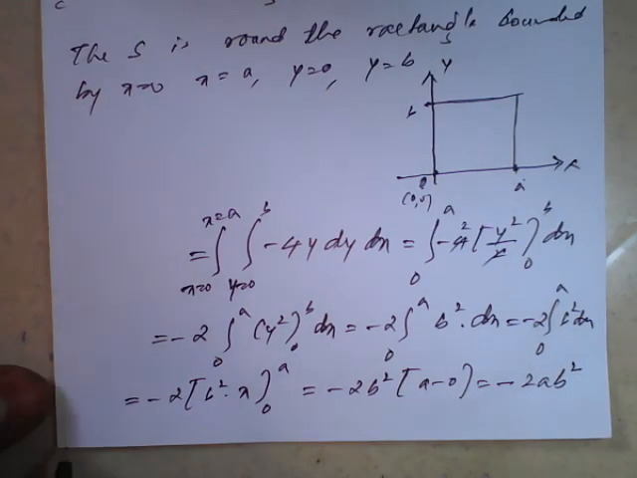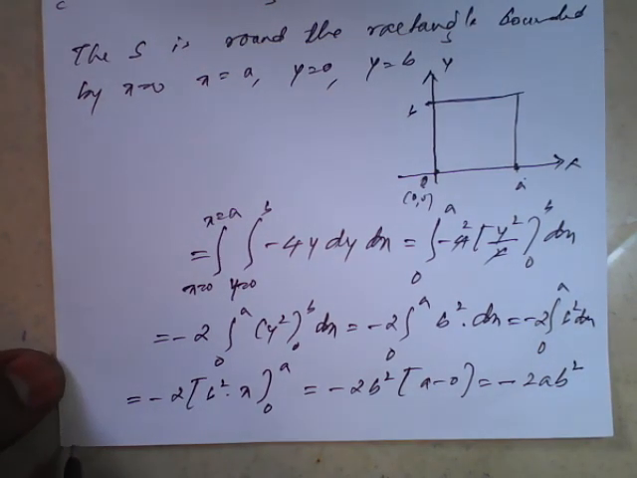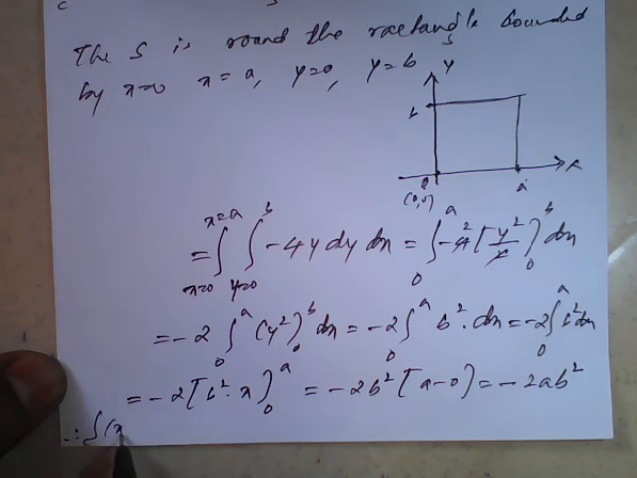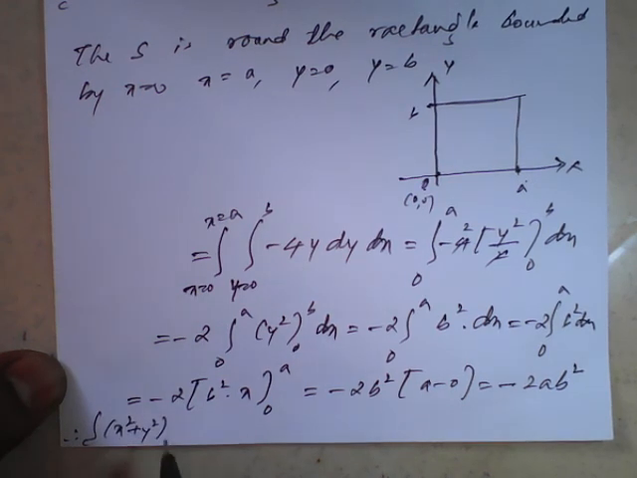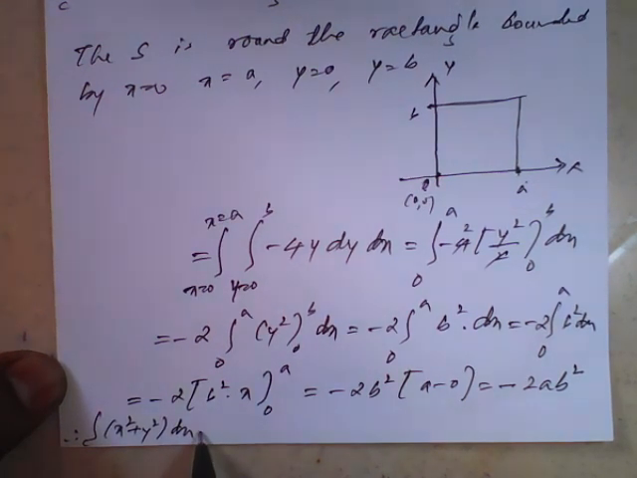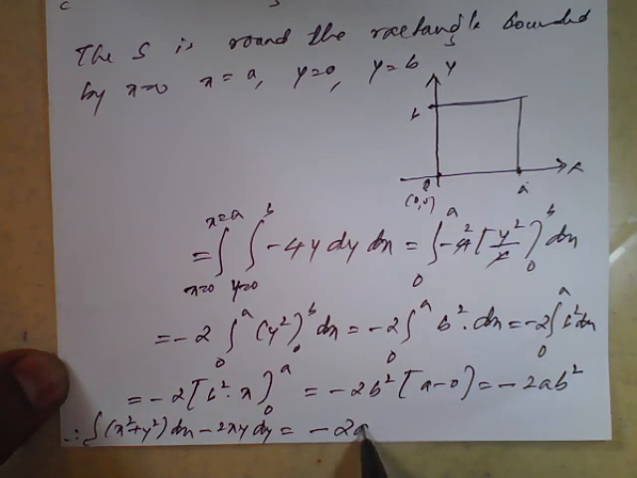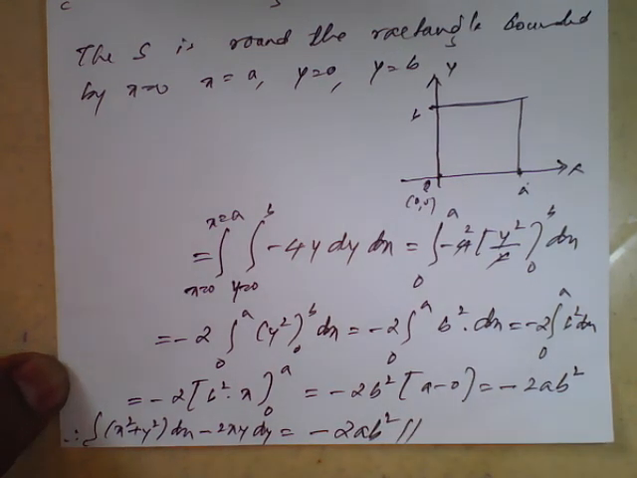Therefore, the integration over C of x square plus y square into dx minus 2xy into dy is equal to minus 2ab square, using Stokes theorem.